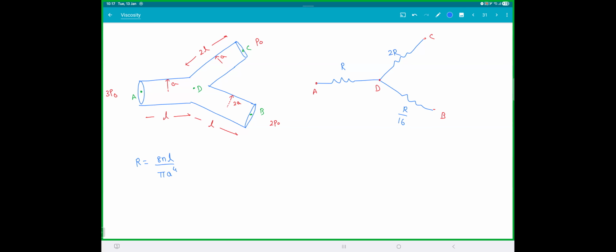So between A and D, the resistance is R. Between D and C, the resistance is 2R because length is double, but area is the same. D to B, length is the same, but area becomes a power 4 times larger, so that is 1 by 16. This is the first thing.